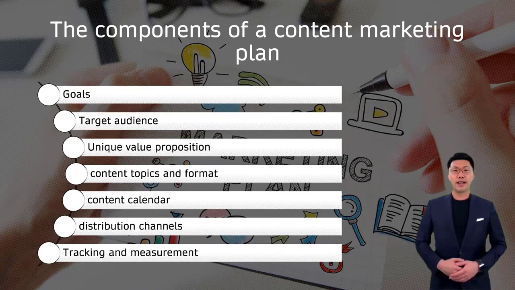Next, we will discuss the components of a content marketing plan that can help you achieve your business goals. The first component is defining your goals. The second component is understanding your target audience. The third component is establishing your unique value proposition. The fourth component is deciding on your content topics and formats. The fifth component is creating a content calendar. The sixth component is selecting your distribution channels. The final component is tracking and measurement.